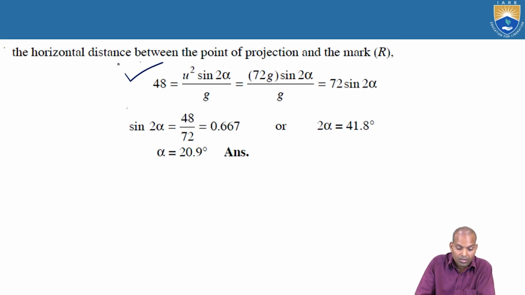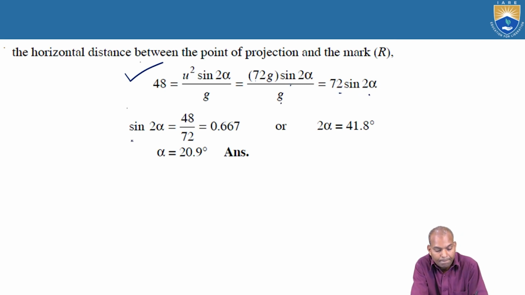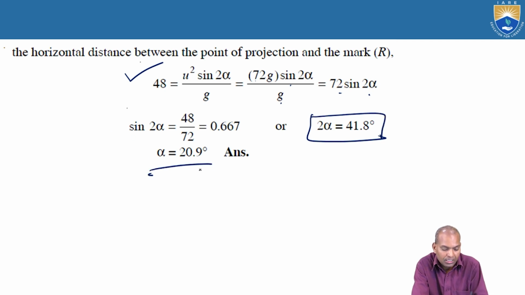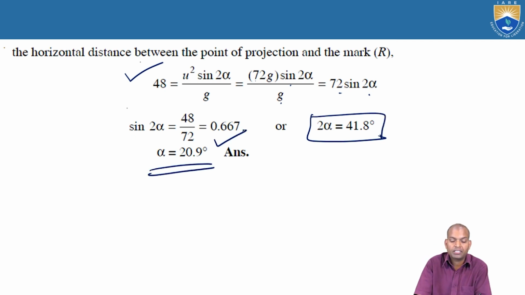This is what? 48 equals U square sine 2 alpha by G. Then 72G, substitute over here: U square, 72 times G sine 2 alpha by G. 72 times sine 2 alpha. Then 2 alpha equals 41.8 degrees. Then alpha equals 20.9 degrees. This is the angle of inclination to hit the target range of 48 meters.